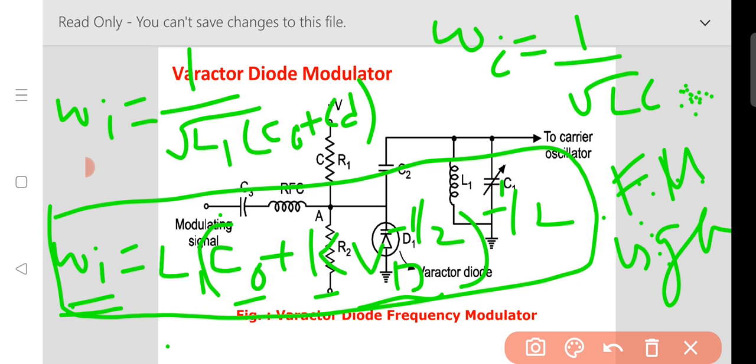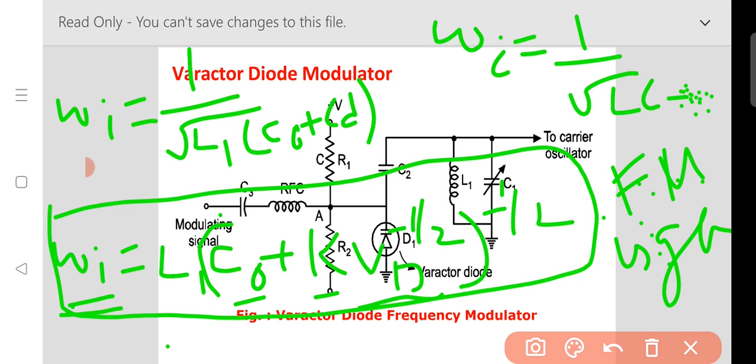Here FM is generated directly, meaning the modulating signal changes the capacitance of the tuned circuit. That tuned circuit changes the frequency of the VCO, meaning the output of the tank circuit. So using this LC tank circuit scenario, that's why it is called direct FM.